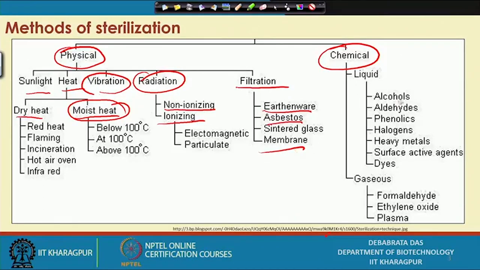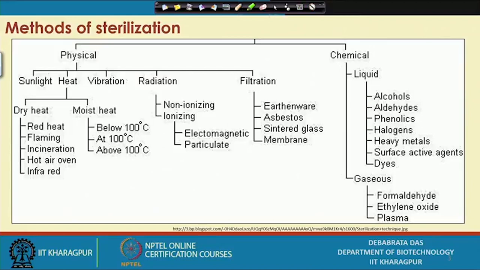In the chemical methods, we use different alcohols. In hospitals or pharmacies, for surface sterilization we largely use alcohols, aldehydes, phenolics, halogens, heavy metals, surface active agents and dyes. The gaseous agents are formaldehyde, ethylene oxide and plasma. Iodine is also used, which we call a halogen. Iodine is largely used, or chlorine also, which is a strong oxidizing agent.